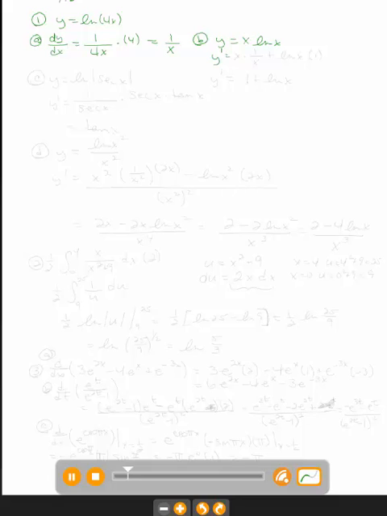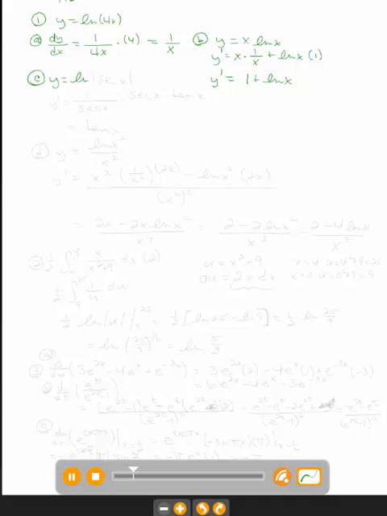So its derivative is going to be the first times the derivative of the second, which is 1 over x, plus the second times the derivative of the first. Simplifying this, I would get 1 plus the natural log of x. All right, part C.